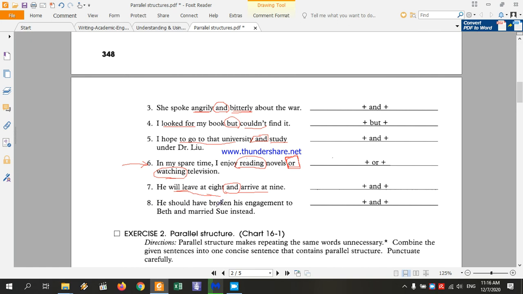Number 8: He should have broken his engagement to Beth and married Sue instead. That's our and. Here it's followed by should have broken. That's a verb. And should have married Sue. The auxiliary verbs can be omitted since they are optional. They don't need to be repeated in the second part. All right.